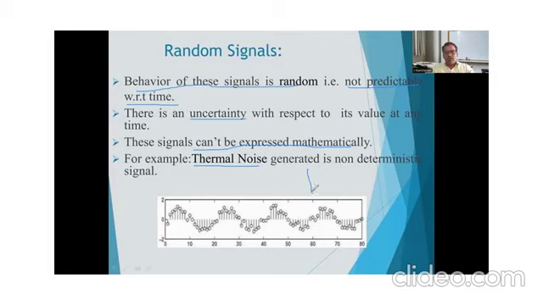Here, let us take one signal. In the x-axis, we have time t. In the y-axis, we have some other variable. If the signal looks like this, thermal noise or something, this is the example of a random signal. The best example is noise. Noise means it is an uncertain signal. We cannot predict that particular signal, or we cannot express that signal in mathematical form. That signal is called a random signal.